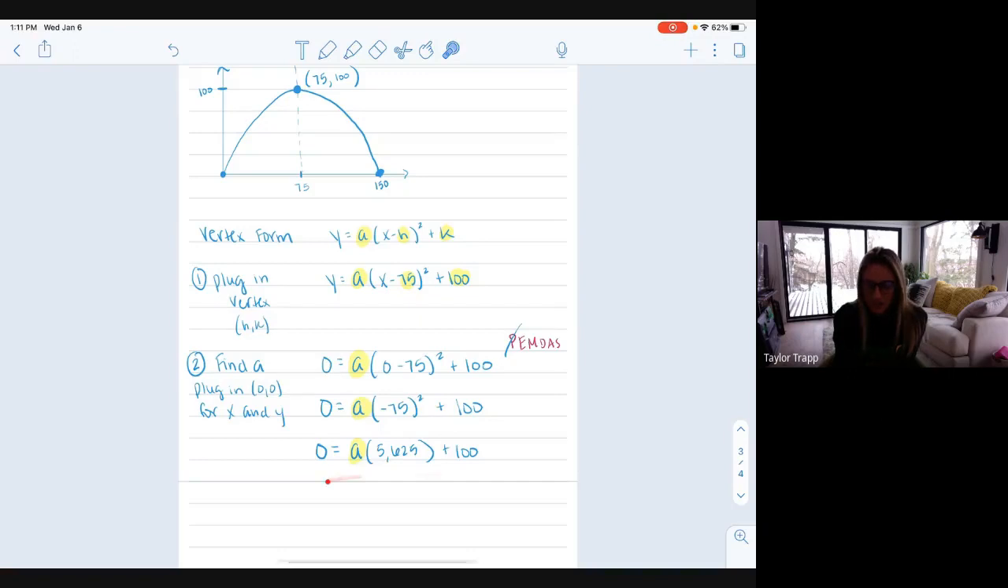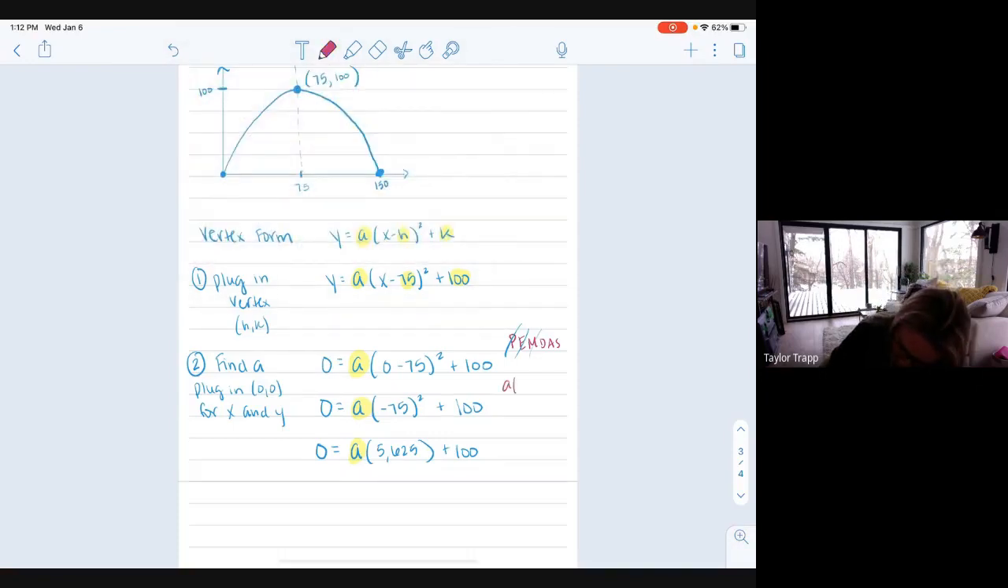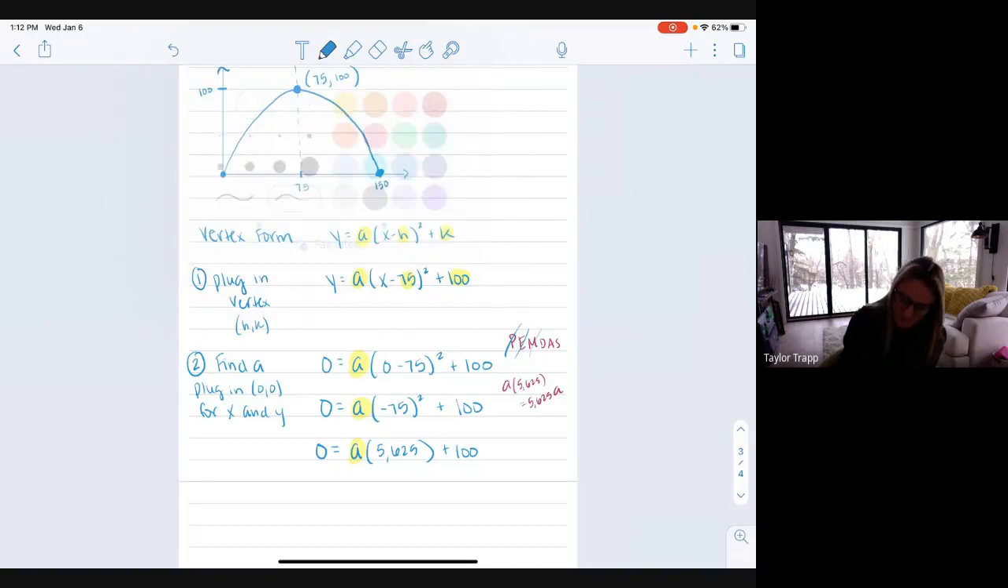The only other thing that we would want to do, so we took care of the exponent, we're not technically multiplying, but I would say it kind of is. We need to flip those two around. So if you remember what I said before, a times 5,625, that would just be 5,625a, because we don't really write it the other way. That's kind of weird. Okay, so I'm going to rewrite that.